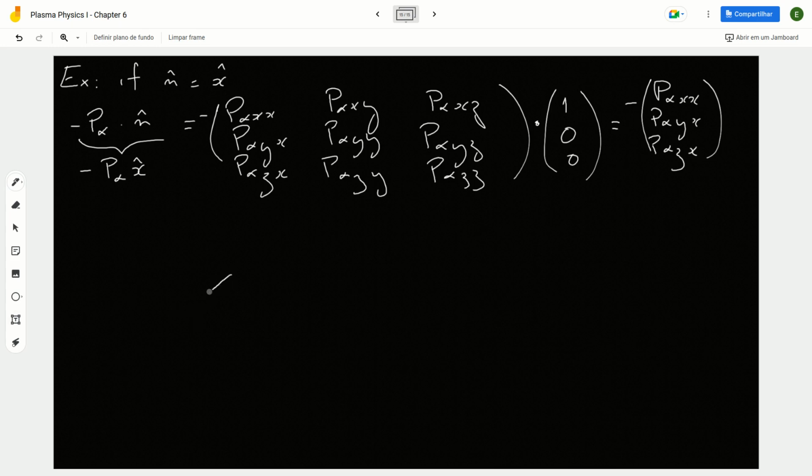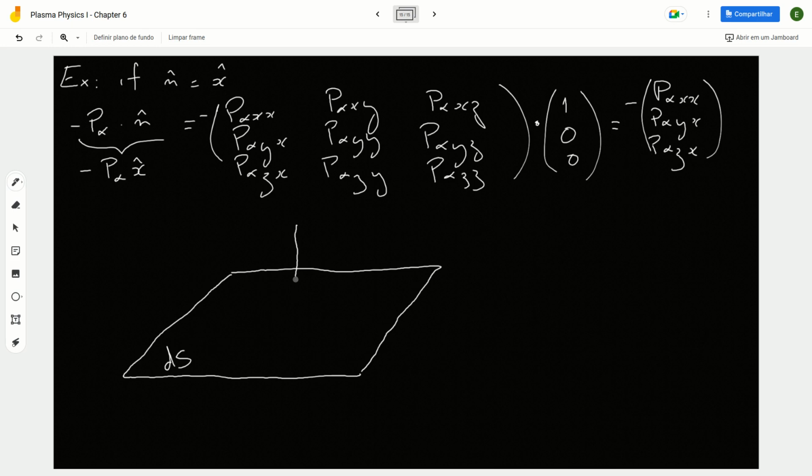Now, let me try to draw the surface element. I have the S here. Suppose this is the x direction. Then, if I have the pressure in this way, P alpha x, because it's in relation to this. So P alpha x is a vector with 3 components. And I may write the first component like here.